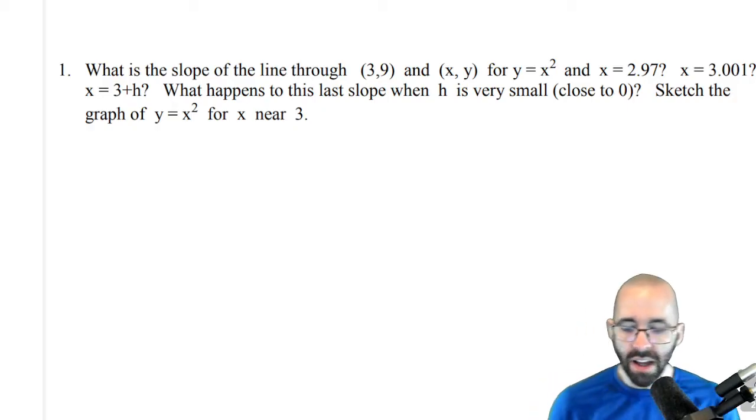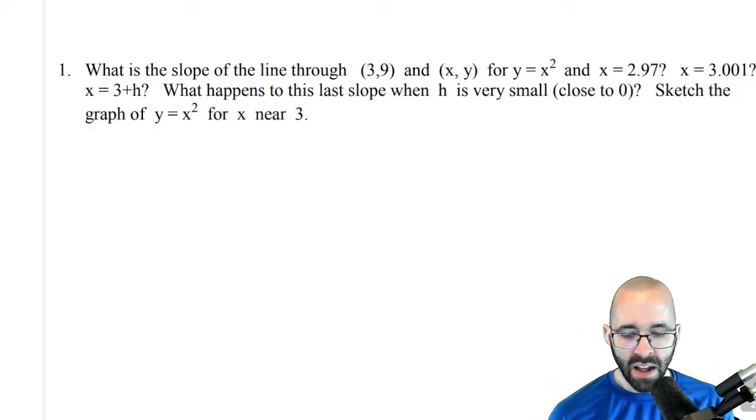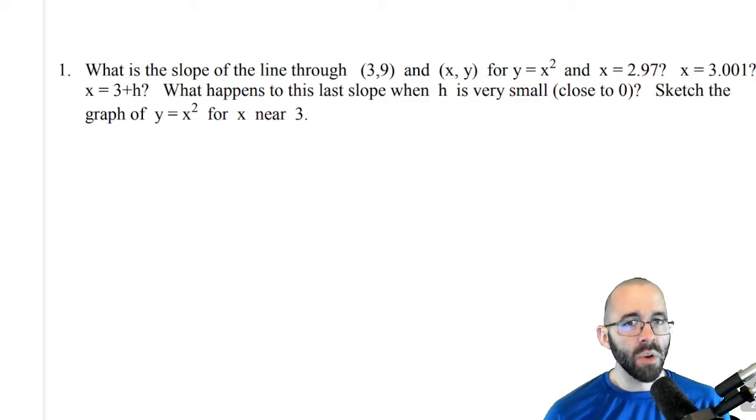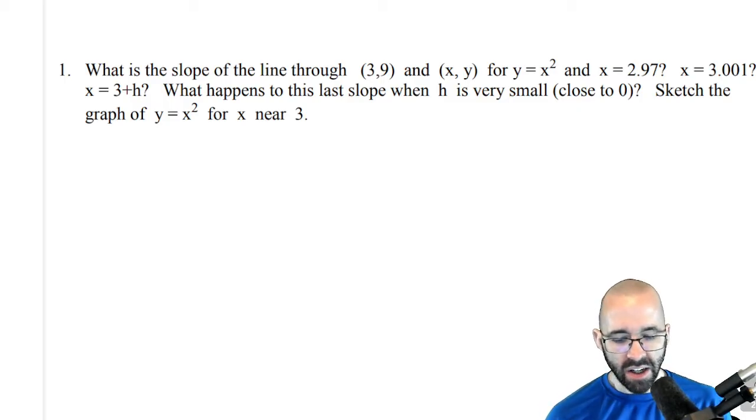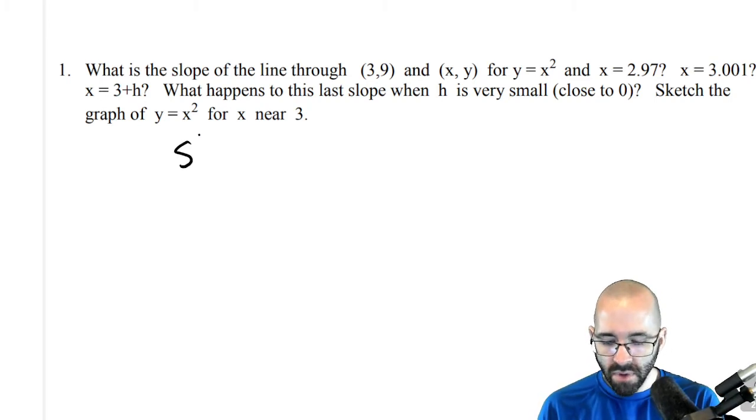All right, so let us go on with this first one. What is the slope of the line through the point (3, 9) and (x, y) for this function, this parabola, and various values of x? What happens to the slope when h is very small? Sketch. All right, lots of things to do. So first, we need to find the slope of the line.